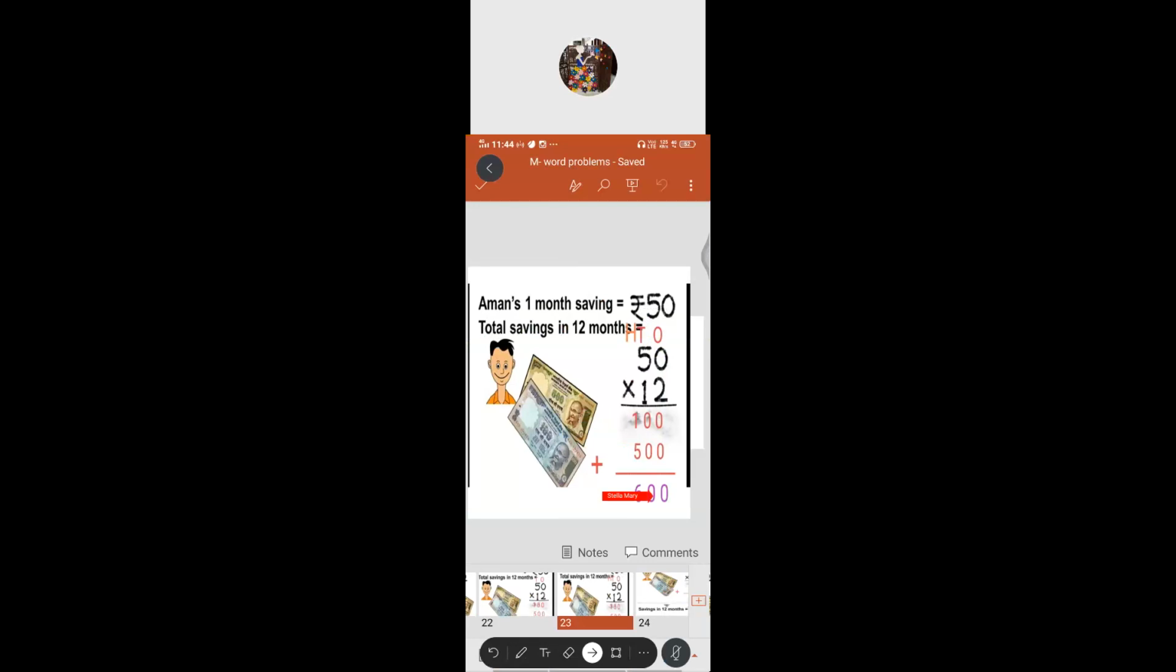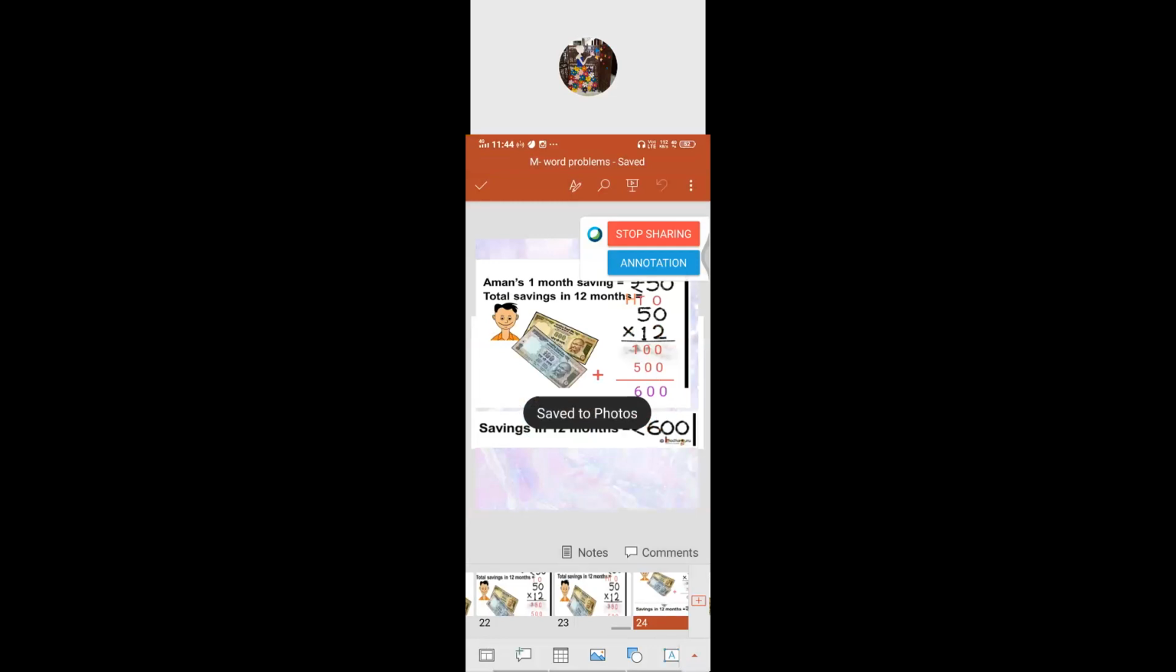0 plus 0, 0. Again 0 plus 0, 0. 1 plus 5, 6. What will be the answer? 600. 600 is the saving for how many months? 12 months. That means the savings in 12 months is rupees 600. Got it? Is this with regrouping or without regrouping? This is without regrouping. There is no carry over, isn't it?